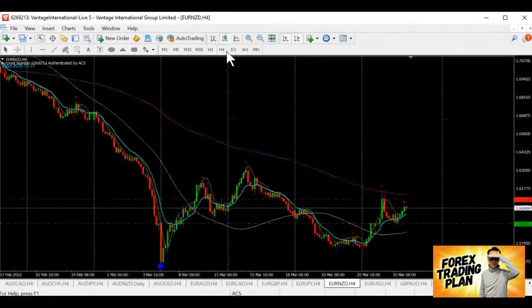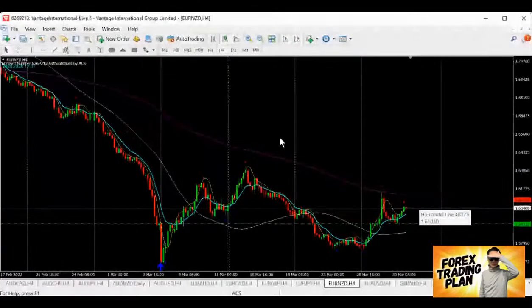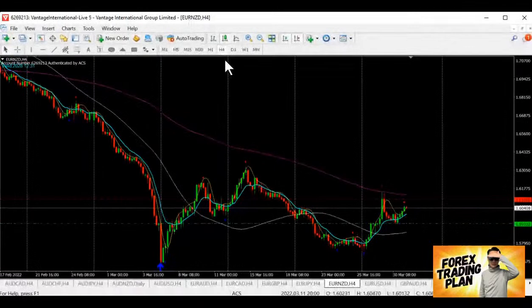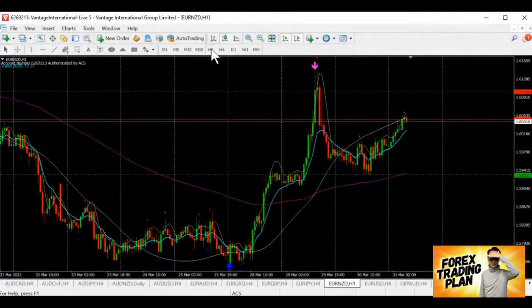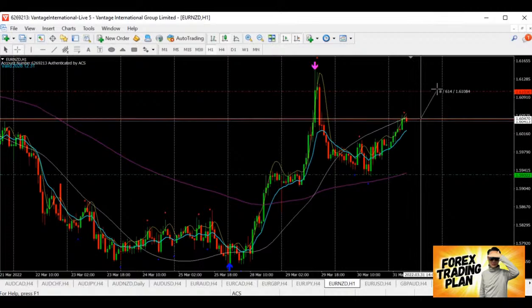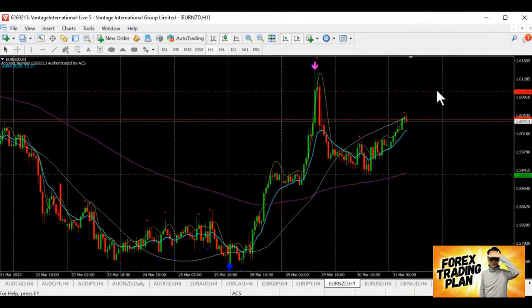Let's look at this. The resistance is still standing at the same place, no change. Support, no change. Over here, we are still moving towards the resistance, so let's wait for it to move towards the resistance first. Buyers, you can take note because you still have a lot of space. For sellers, no.